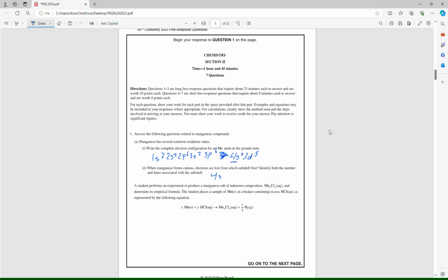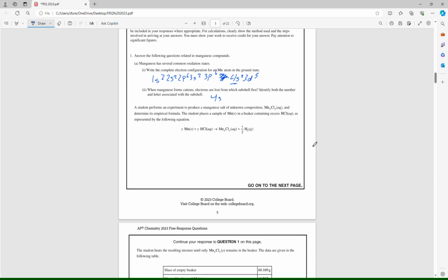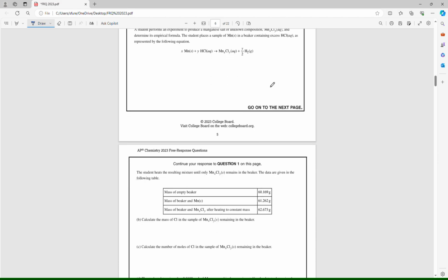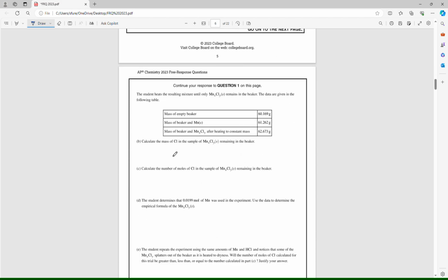A student performs an experiment to produce a manganese salt of unknown composition, manganese chloride, to determine its empirical formula. Calculate the mass of chlorine in the sample of manganese chloride in the beaker. So this is the mass of the beaker with manganese, and this is the mass of just manganese chloride.